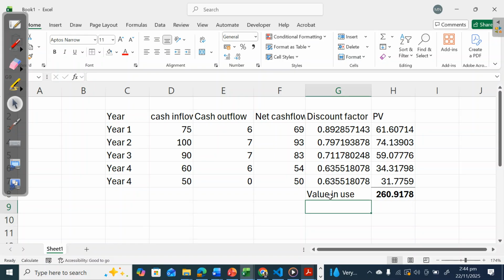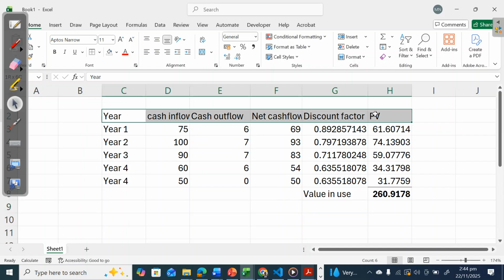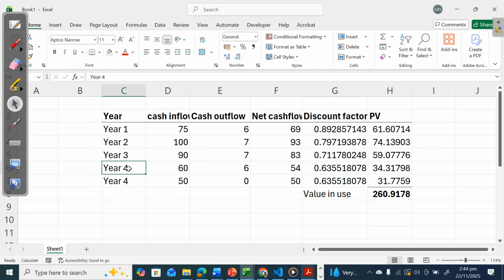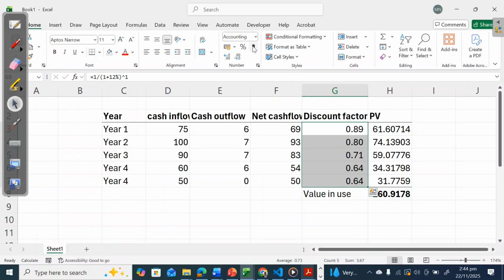All right. Can we continue? Are we good to go? Yeah. So this is how we calculate value in use. In exams, if you are asked to calculate value in use, this is how we go about it.